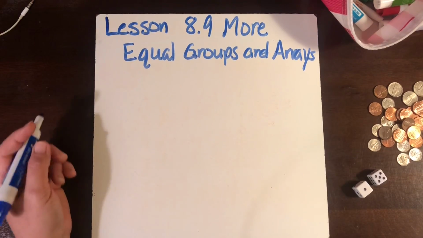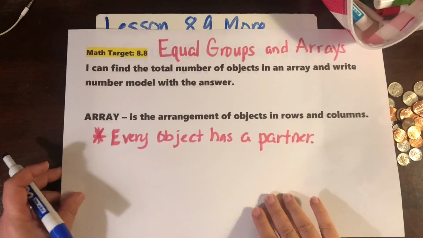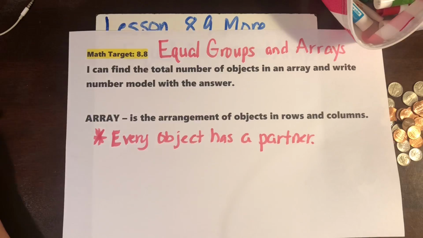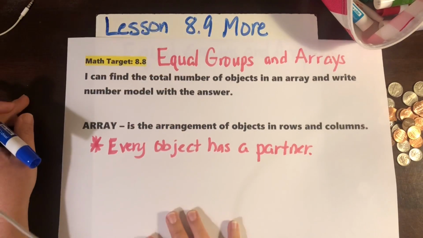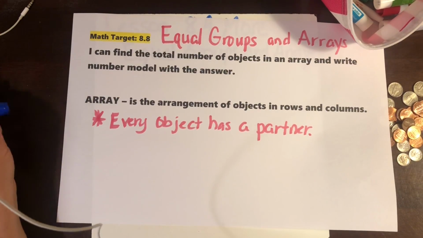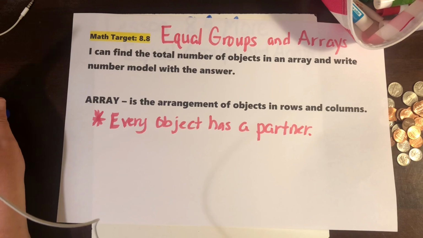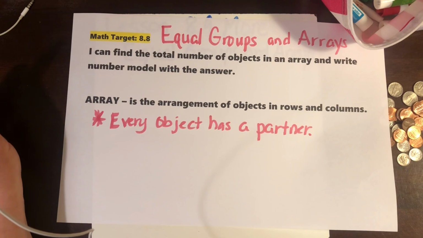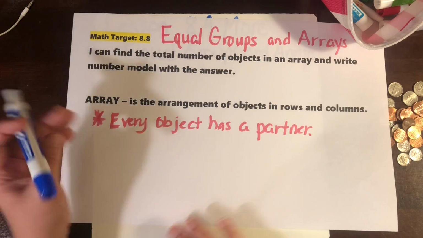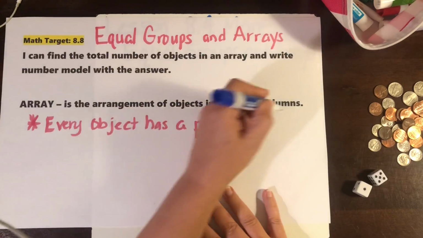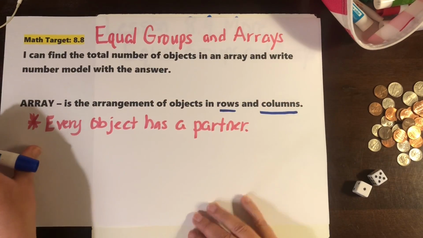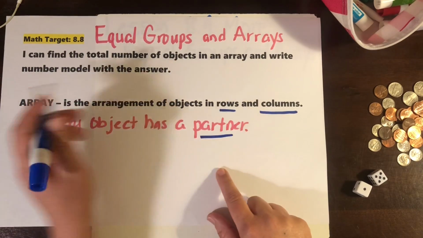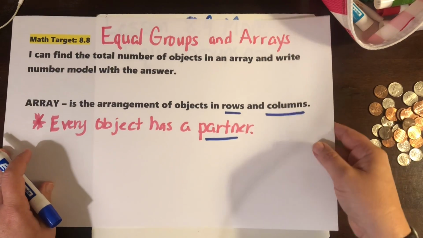So before I forget, our target for the day is the same as yesterday, even though it's 8.8. We are working on 8.9 today. It's going to be equal groups and arrays, and I can find the total number of objects in an array and write a number model with the answer. Don't forget that an array is the arrangement of objects in rows and columns, and every object has a partner. So remember, we're going to be working with the rows and columns again today, and everyone has to have a partner. That's real important. So it's got to be equal.